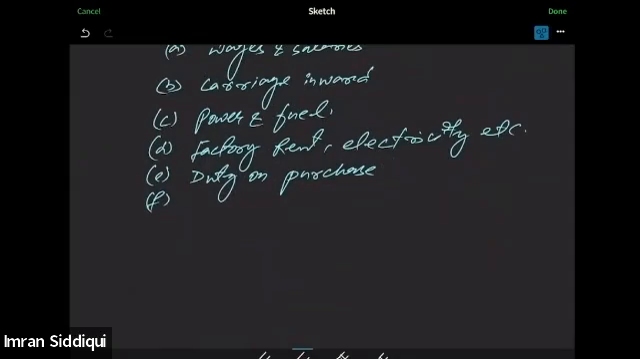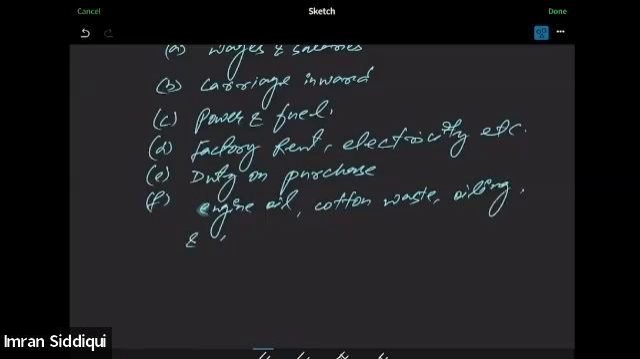These are very small expenses, but they are being incurred in the factory, therefore they form part of the direct expense. Engine oil, cotton waste, oiling and greasing, etc. These are all direct expenses. All right. I hope this is clear.